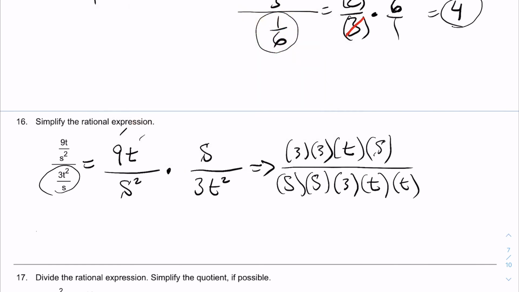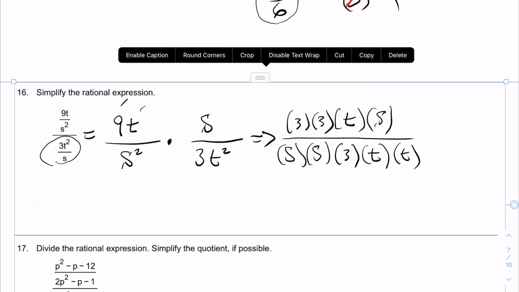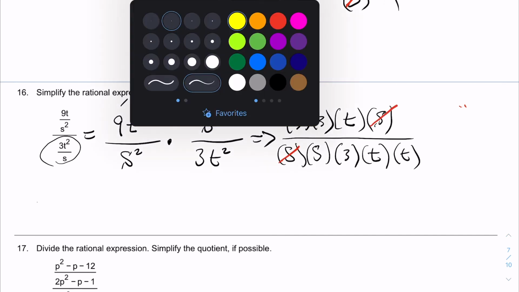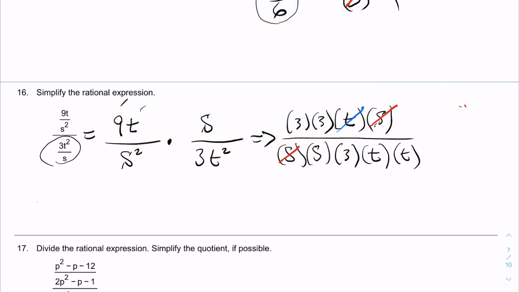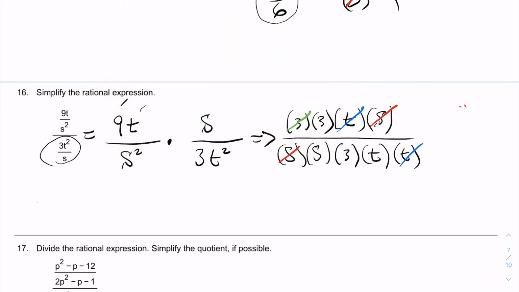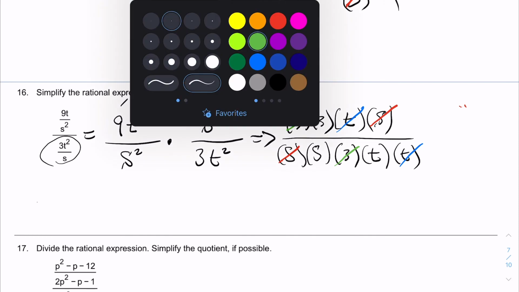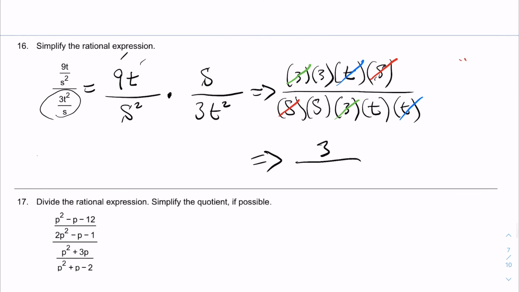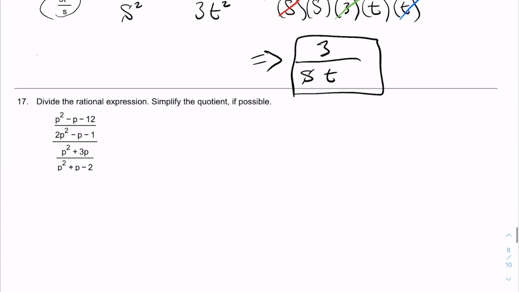I'm going to see that I've got a common S that will reduce. We also have a common T that will reduce. And even we have a common 3. I think I got them all. Let's see what we have left. And if you didn't get it all, you can take a second whack at it and fix it. But I see that there is a 3 up top, and then down below is ST. So 3 over ST, and that's correct. Okay, we only have 2 more to go, and we're done.